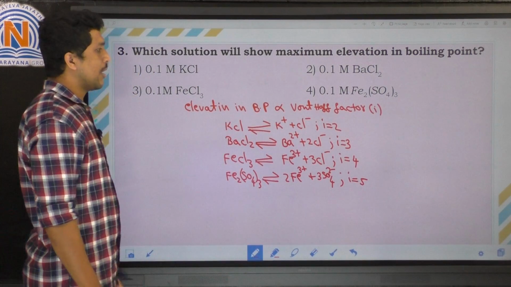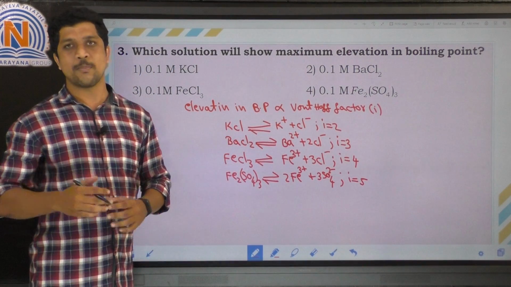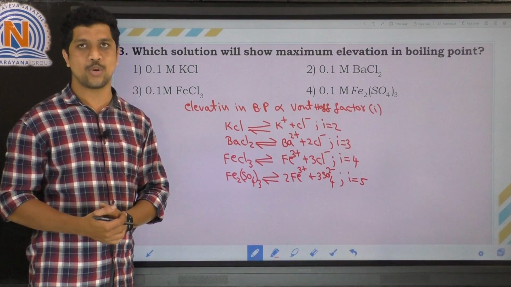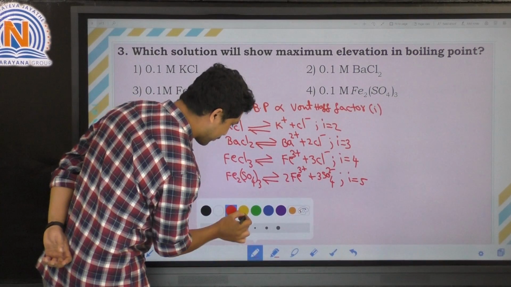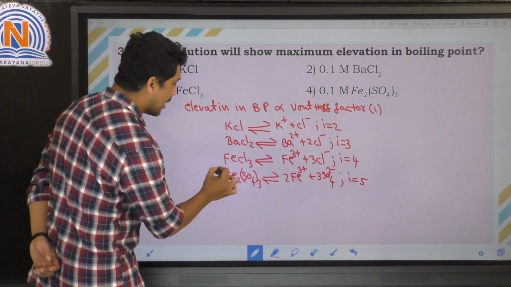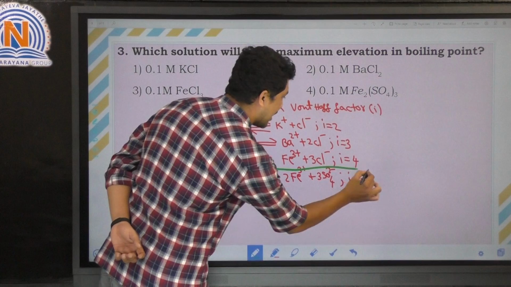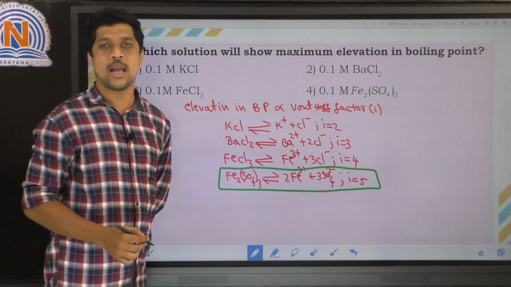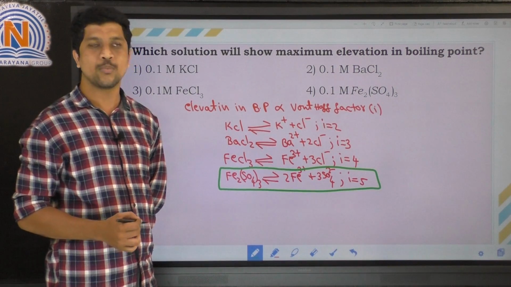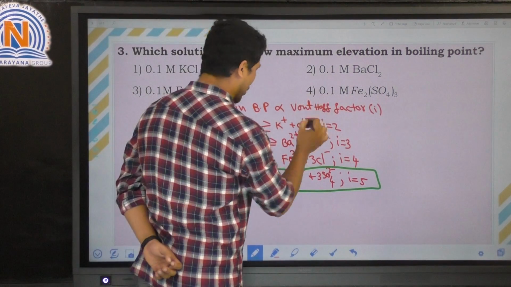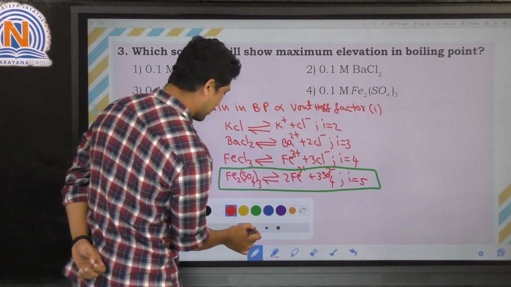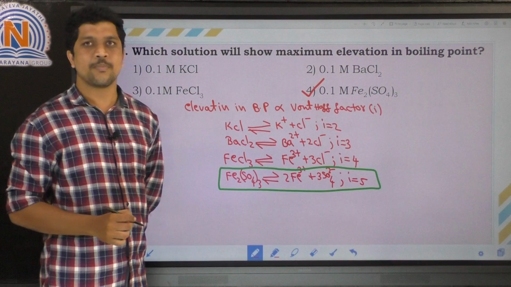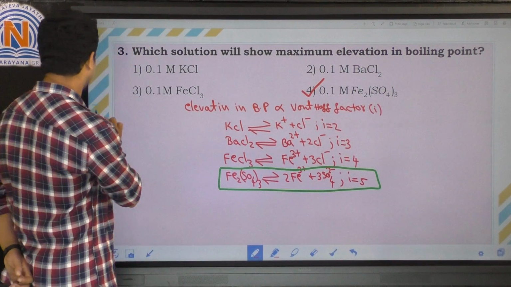We know that the molecule with the maximum van't Hoff factor has the highest elevation in boiling point, right? So here Fe2(SO4)3 has the maximum van't Hoff factor. So this salt shows maximum elevation in boiling point. So the correct option is the 4th option. Clear? Let's move on to the next question.